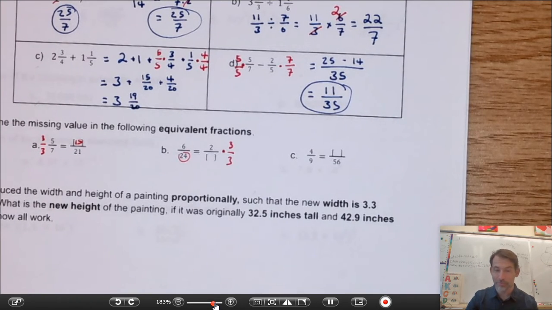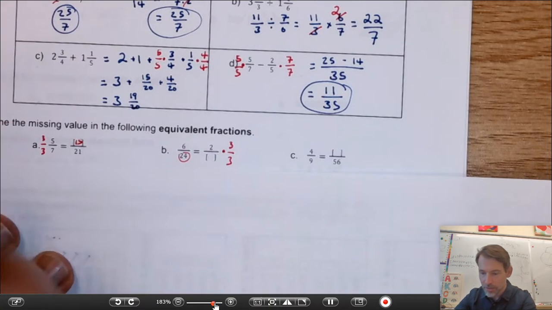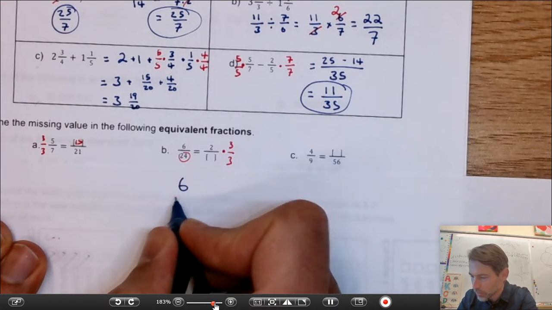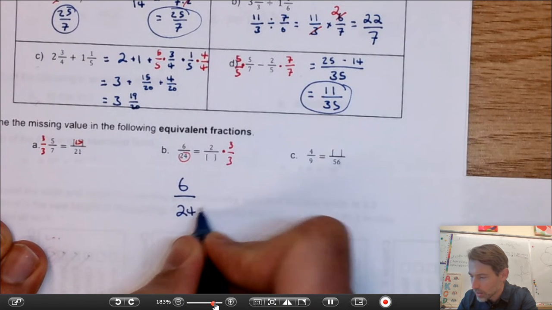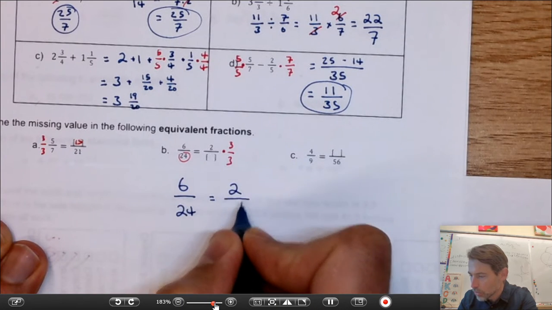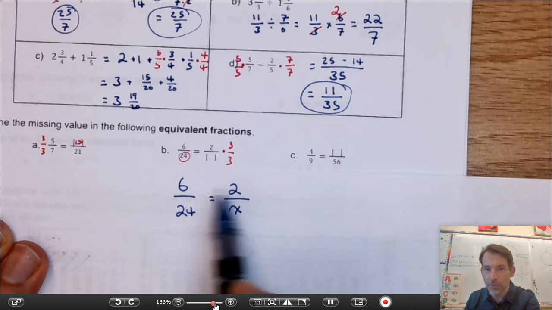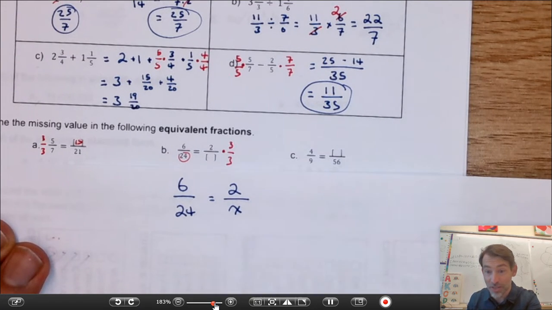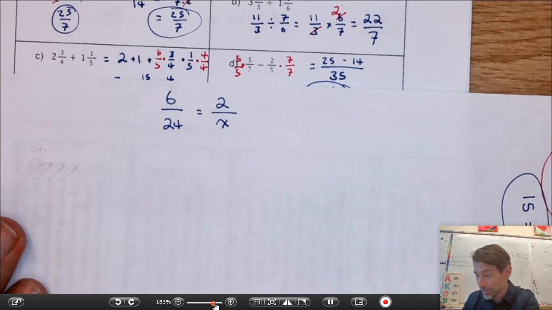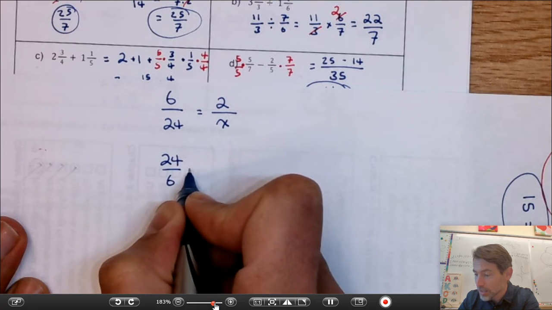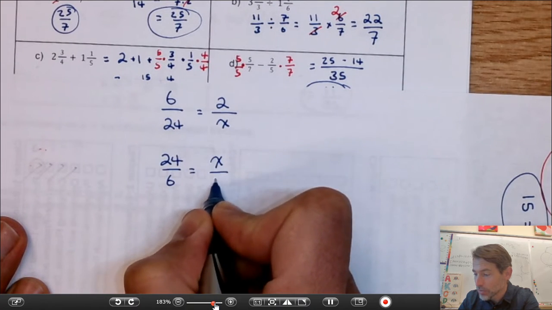But let me show you a more step-by-step way for these types of problems where your unknown is on the bottom. First step, well, you're going to copy it out on your whiteboard or wherever you're doing your work. 6 over 24 is equal to 2 over, I don't know what it is yet, so I call it x. Now here, one strategy is just to flip both sides of the equation. This is allowed. We therefore know that 24 over 6 is equal to x over 2.